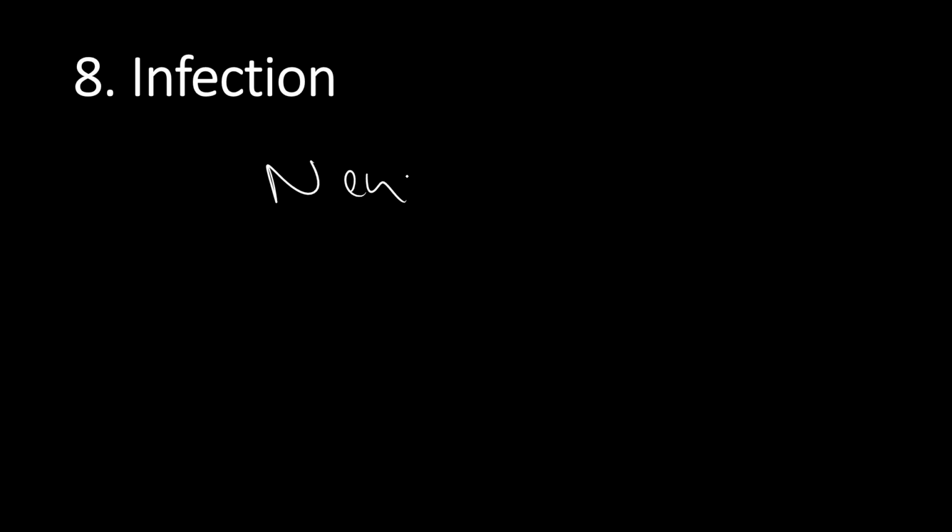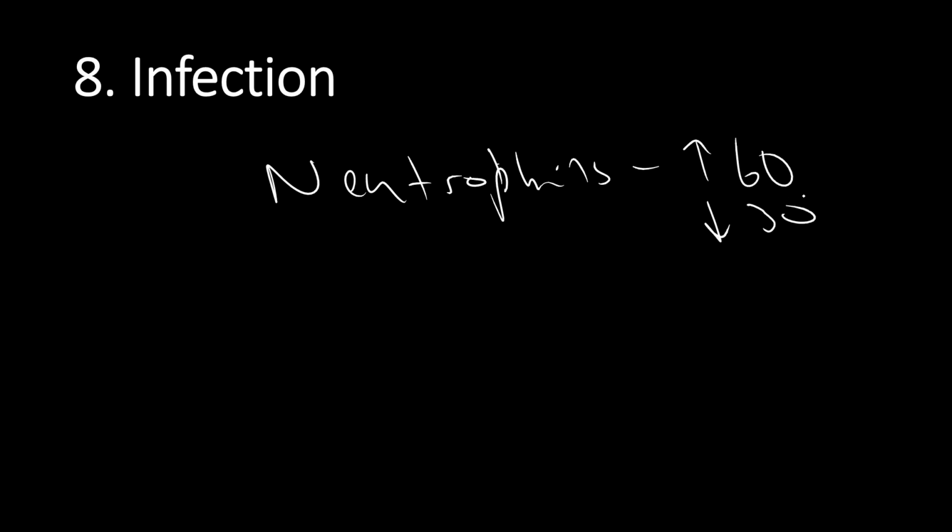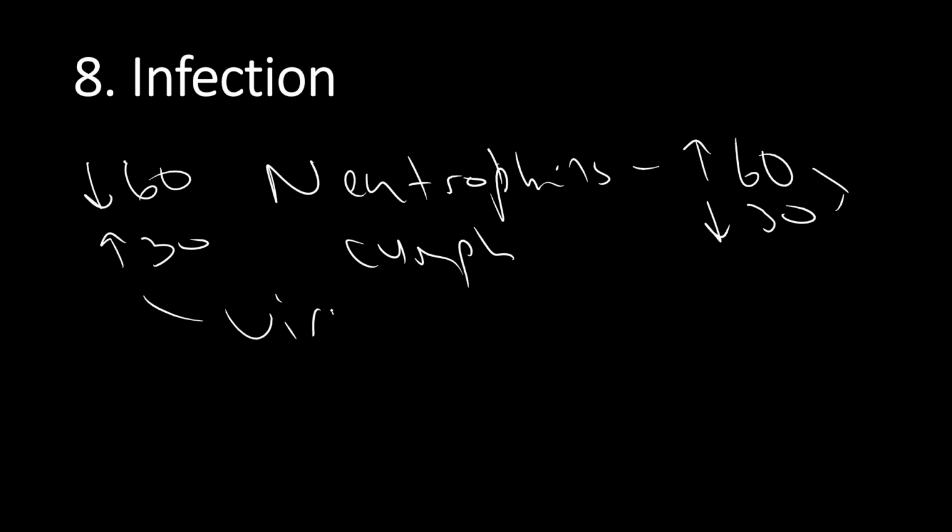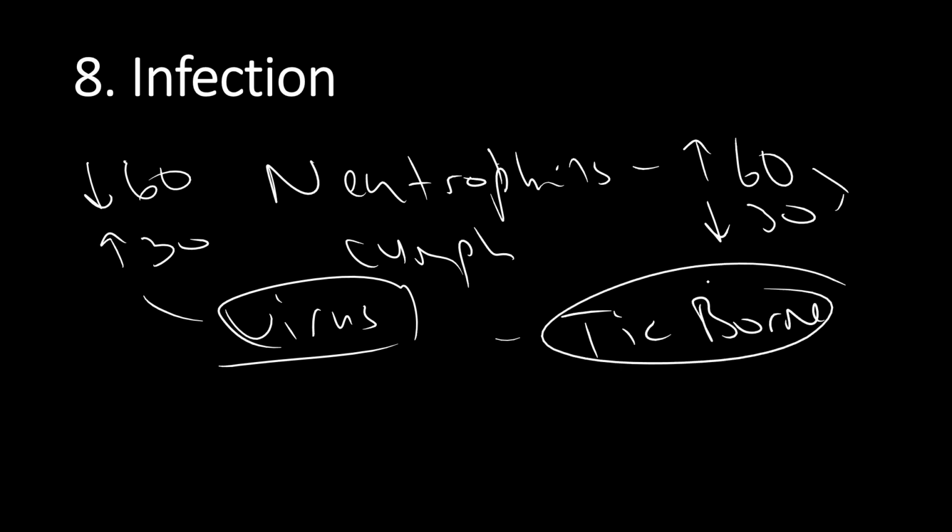So going back to this, if I have neutrophils that are elevated above 60 and I have my lymphocytes below 30, I'm going to think more towards bacteria. If it's flipped the other way around and I have neutrophils that are lower than 60 and lymphocytes that are higher than 30, now I'm going to start thinking about a virus. But don't get fooled with this, because your tick-borne infections can actually do either one of those. They can raise the neutrophils or they can raise the lymphocytes. But one thing you'll a lot of times see with the tick-borne is you'll see that monocyte be elevated, sometimes in the 10, 12, even up to 16 or 18 range.